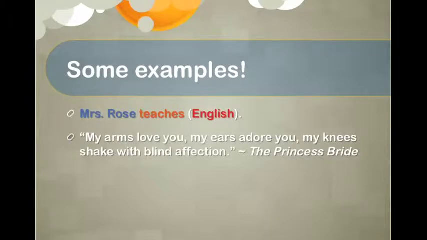Now, this one's a little harder for you guys. We've got: my arms love you, my ears adore you, my knees shake with blind affection. So let's try to think of what your subject would be. Remember, a subject is a noun or a noun phrase that is doing or being something in your sentence.